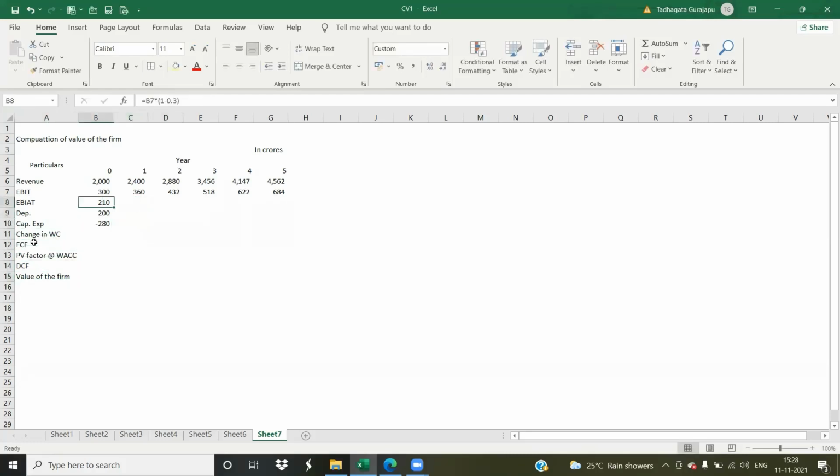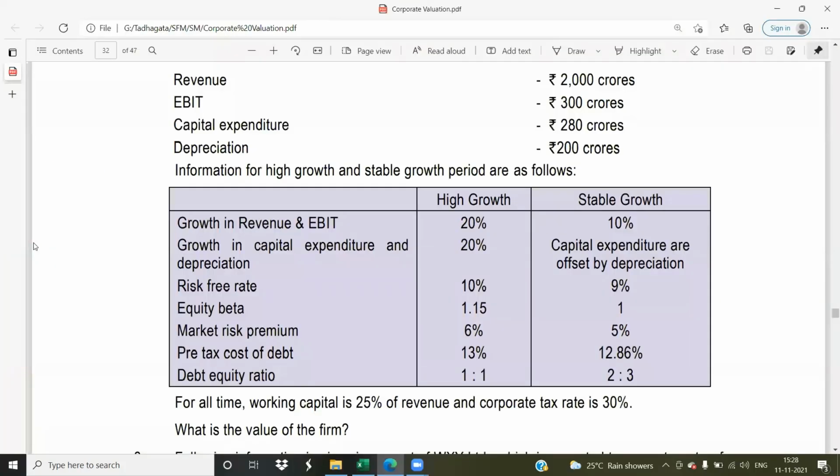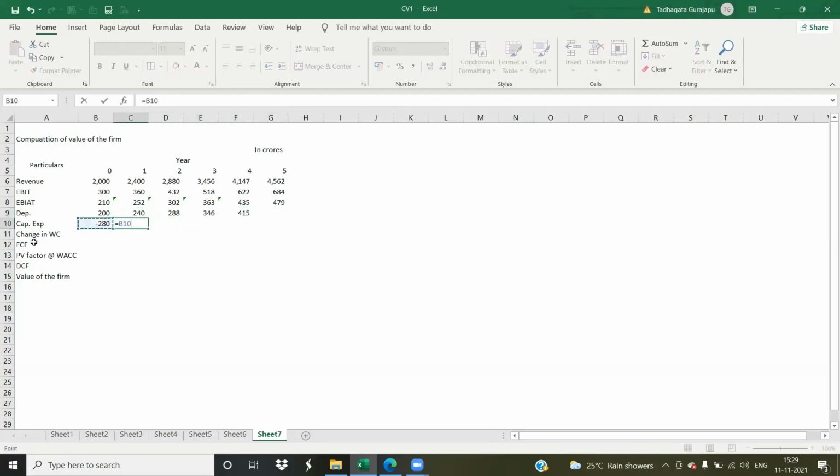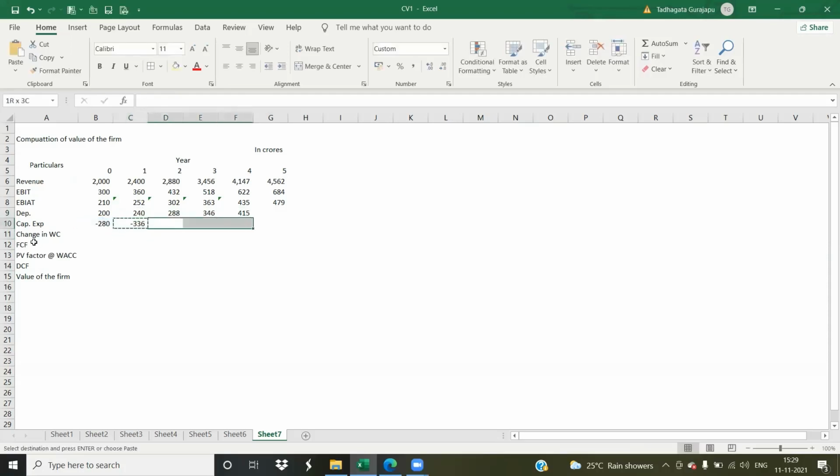Okay, so what is EBIT? It is nothing but EBIT into 1 minus tax rate. Now depreciation. Both depreciation and capital expenditure grow at 20% in the high growth period. Then later they'll get offset. So this into 1.2, and also this into 1.2. Here it is offset.